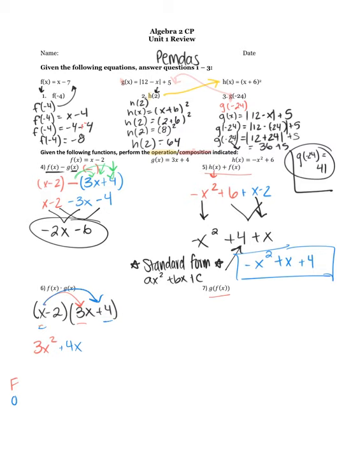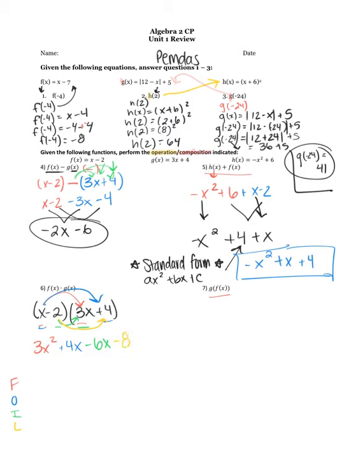Now my next part of FOIL is I, okay? Those are my two inner terms. So the negative 2 and the 3x, okay? They're the inner terms of the parentheses. Now negative 2 times 3x is negative 6x, okay? And then the last one stands for L, okay? The last two terms of the parentheses. So the negative 2 and the positive 4, okay? And that gets negative 2 times 4 is negative 8.